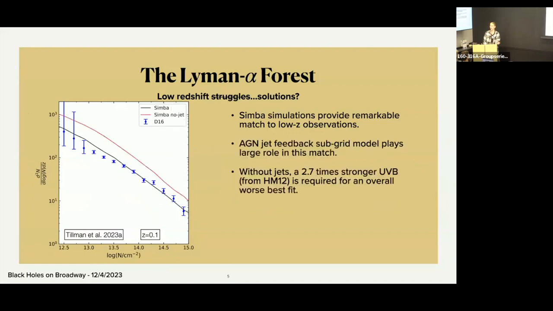So when we remove that, we get that red line, and you can see just how well the AGN jets in SIMBA push down that column density distribution, remove that neutral hydrogen from the IGM, and get something that matches the observations much better. Without the jets, we need a UVB that's 2.7 times stronger, which isn't unreasonable given what we see currently in more modern UVB models, but it is a little high. So realistically, we need updated UVB models and AGN feedback to resolve this discrepancy.